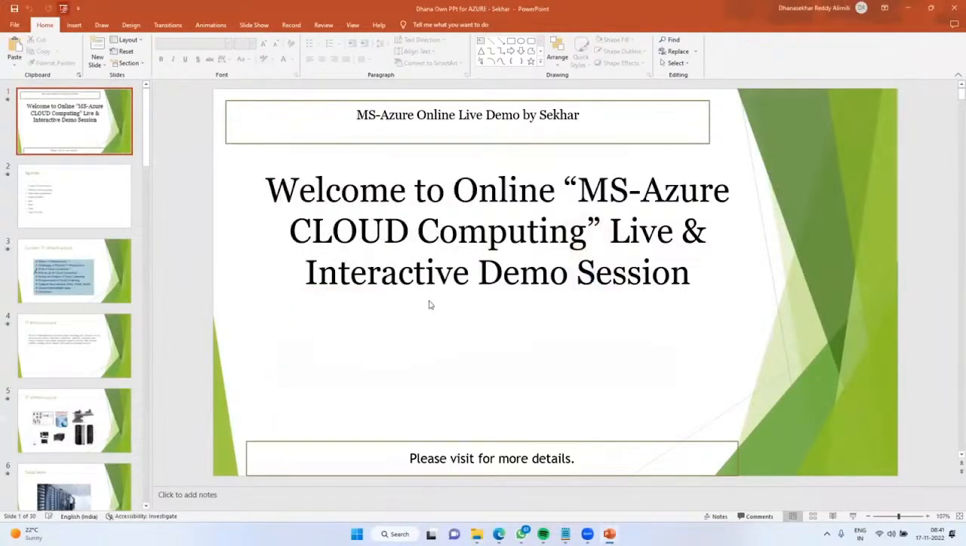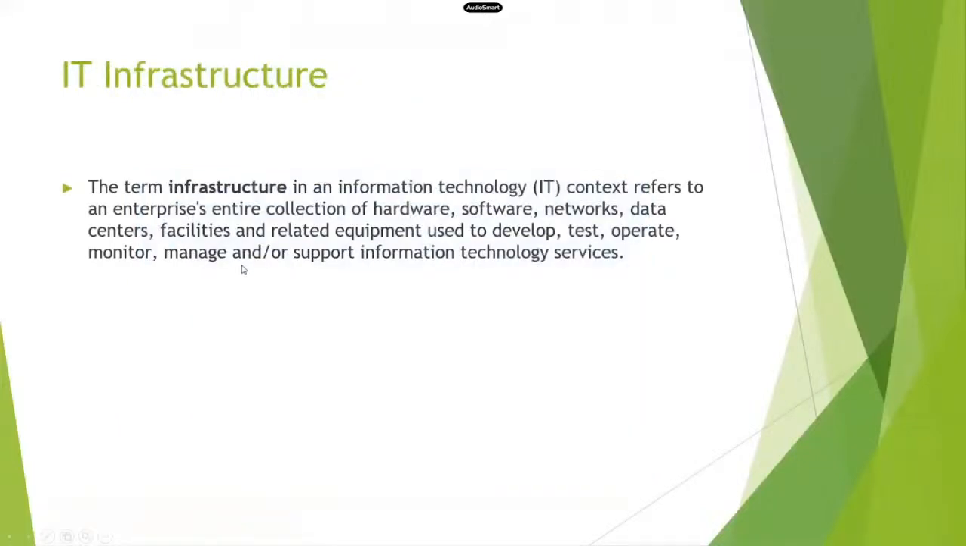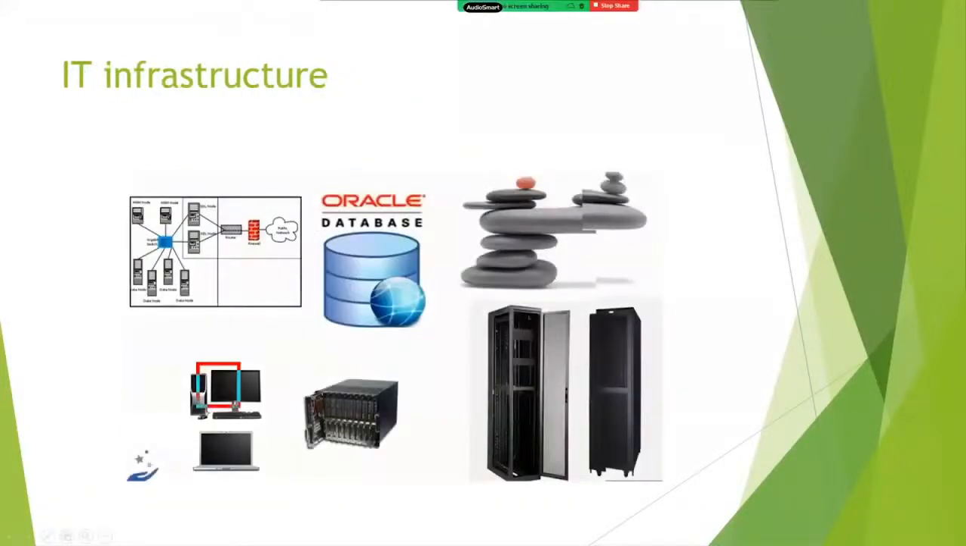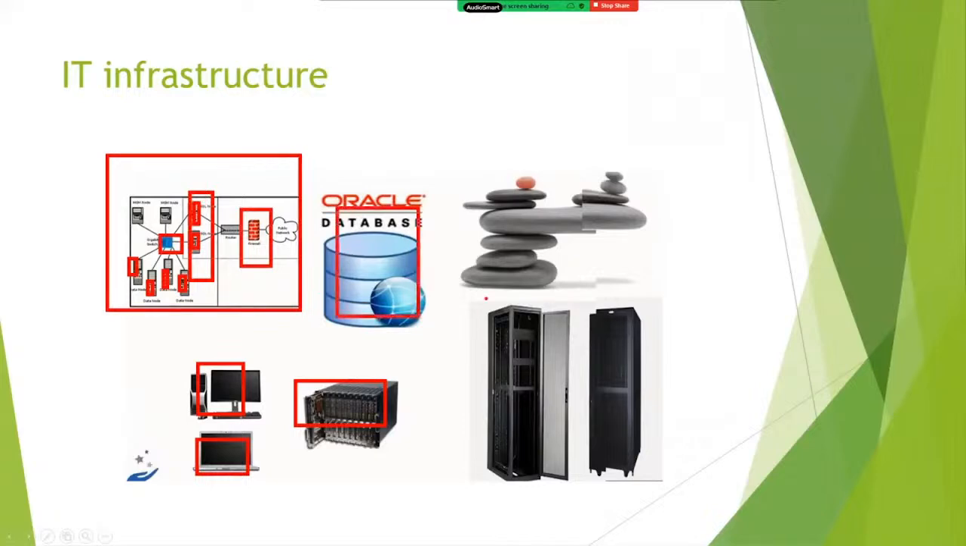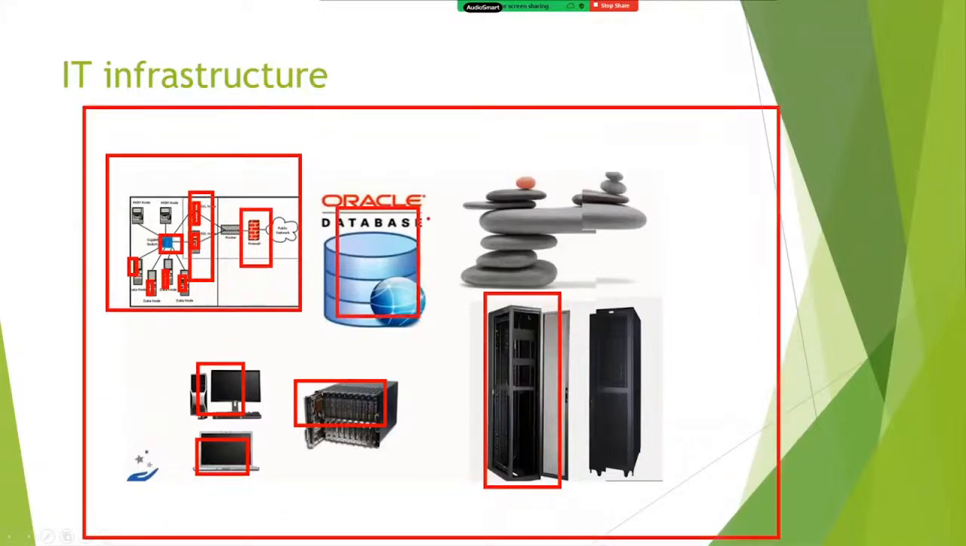Have a look, this is the IT infrastructure. We can call it all devices. All devices are communicating to one router. This is a load balancer, this is a firewall. We have a database and a server rack. So we call this IT infrastructure. That's why I mentioned the definition: IT infrastructure is nothing but a collection of hardware, software, switches, network, and load balancer.